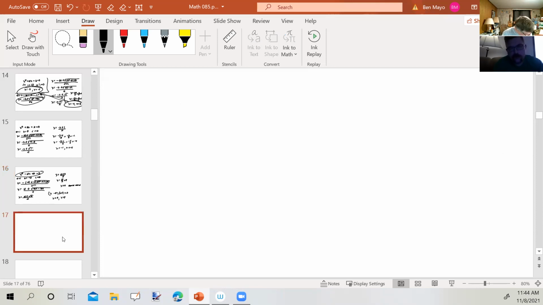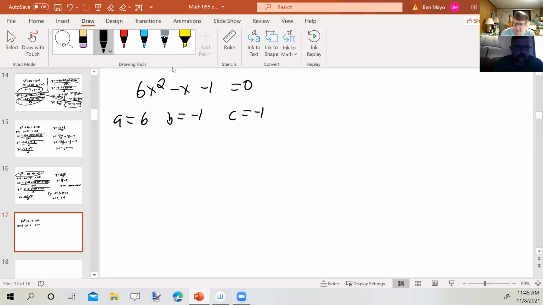Let's take a look at this one. 6x squared minus x minus 1 equals 0. Again, we have a quadratic equation in standard form. A is 6, b is negative 1, and c is negative 1.